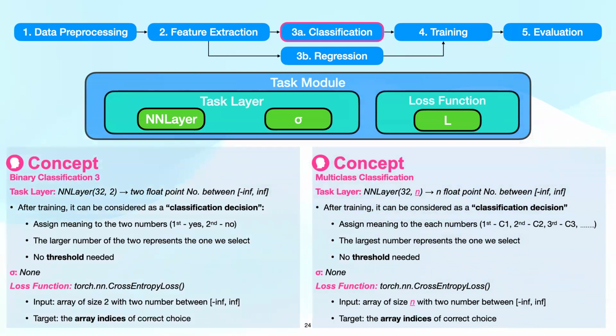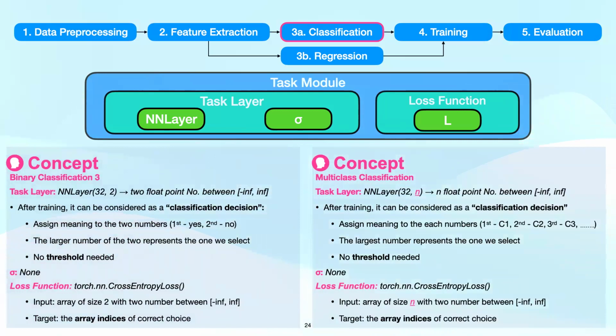So if the first number is larger, I'm saying my decision is yes. And if the second number is larger, I say my decision is no. And I do not need the activation function for this case. The loss function I'm going to use in the code is called torch.nn.CrossEntropyLoss. So this is the one I'm going to use.